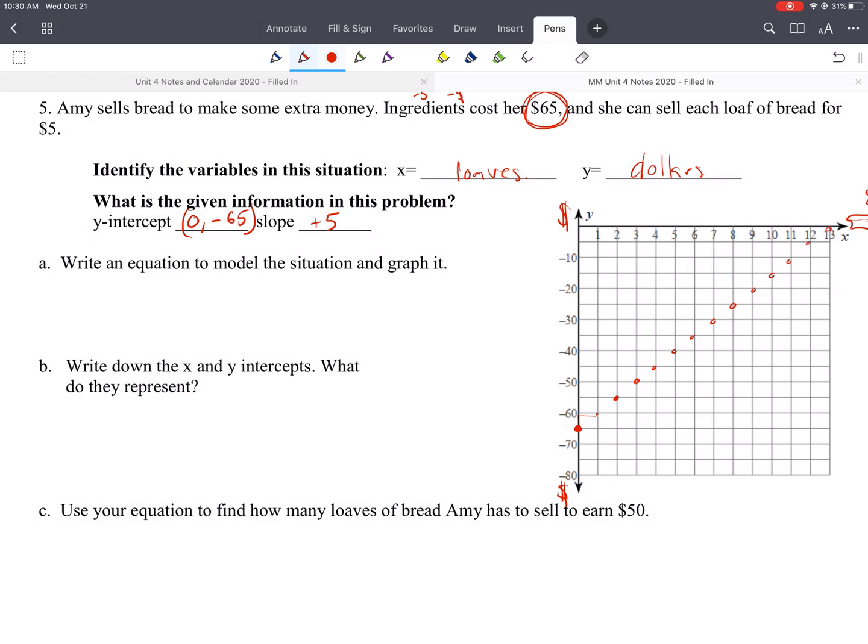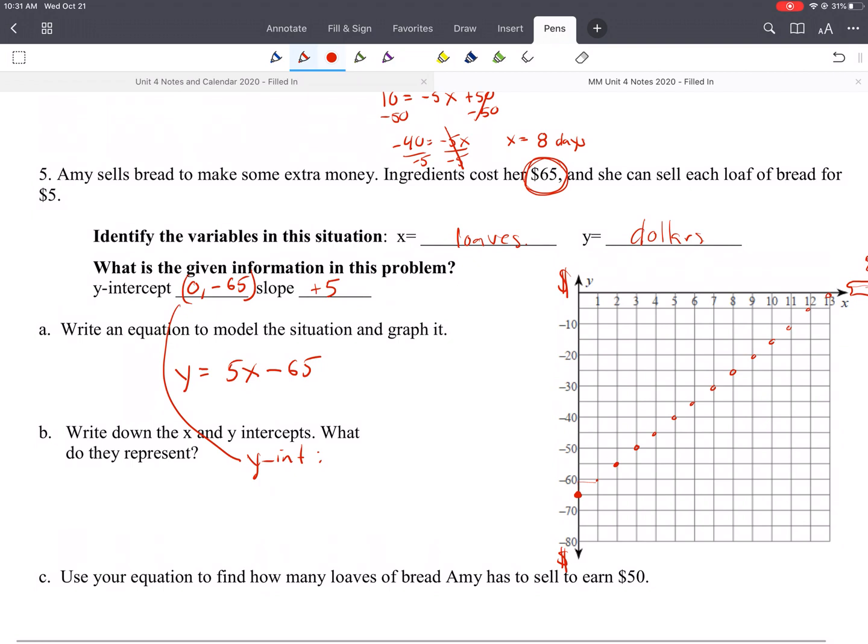All right, so we want to write our equation. So that would be y is equal to 5x minus 65. The y-intercept here tells us that initially she is in debt $65, assuming that she had to borrow to get the money. Maybe I should have added that. She borrowed $65 for ingredients.